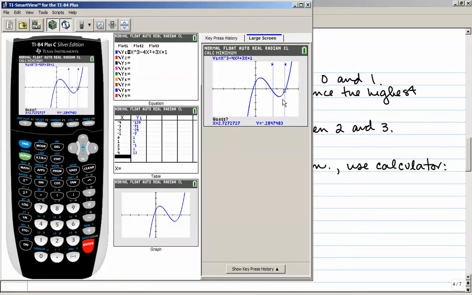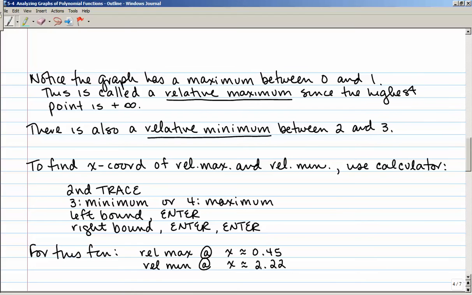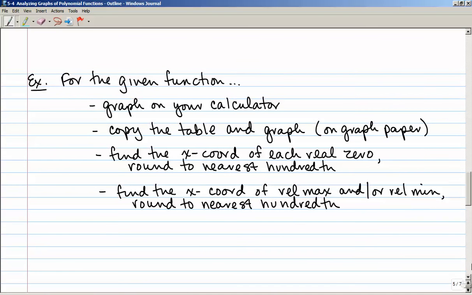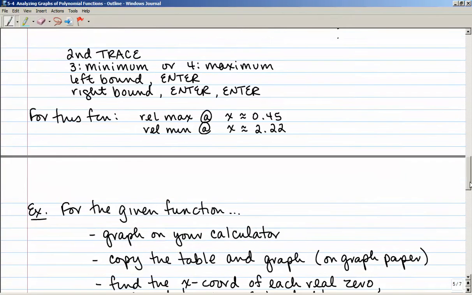So it's going to look between these two lines for what is the lowest point. Hit enter again. Notice the cursor goes to the lowest point and it tells me that I have a relative minimum at x equals 2.215, or rounding that approximately 2.22. So I have a relative min at x is approximately equal to 2.2. So that's how you use your calculator to find relative max and relative min. Oops, did I go too far? Hold on. There we go.